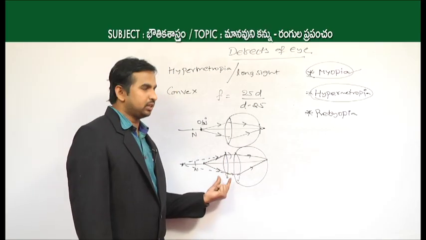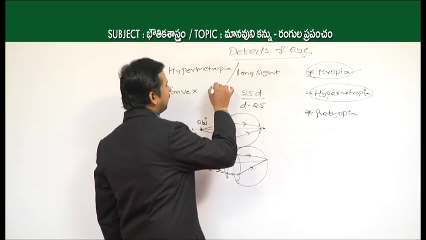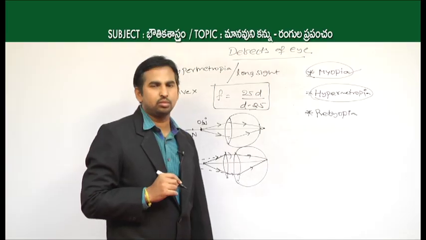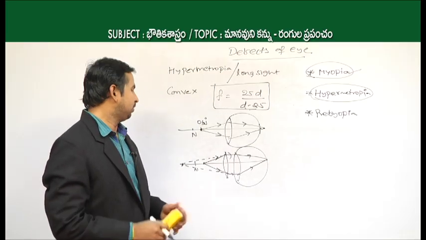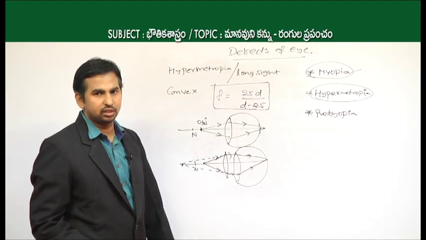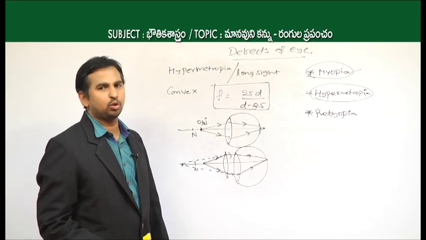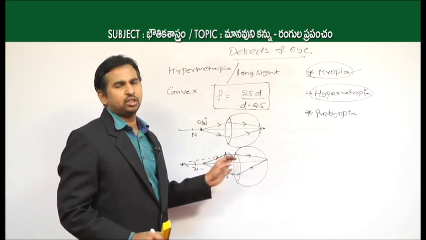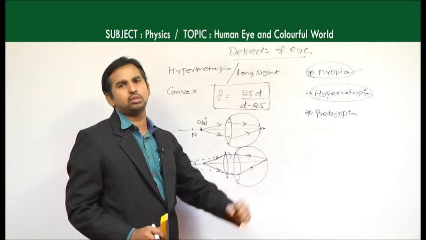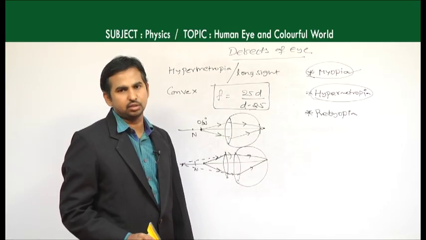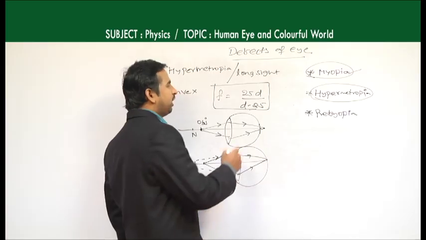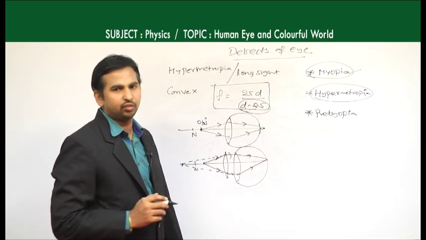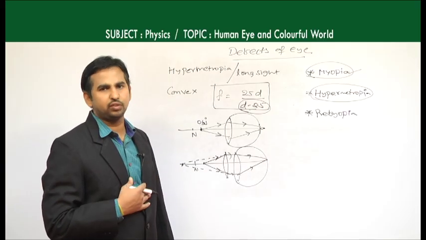The suggested focal length is f = 25d / (d - 25), where 25 is our least distance of clear vision, and d is the near point. The near point is always more than our least distance of clear vision, which is 25 centimeters. So since d is always greater than 25, we get a positive focal length.